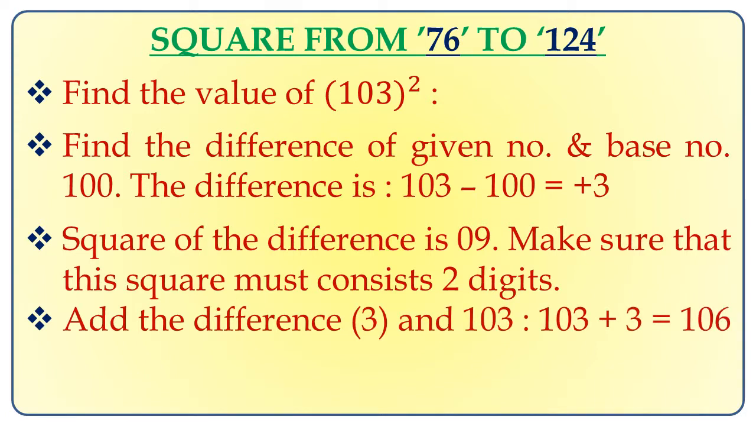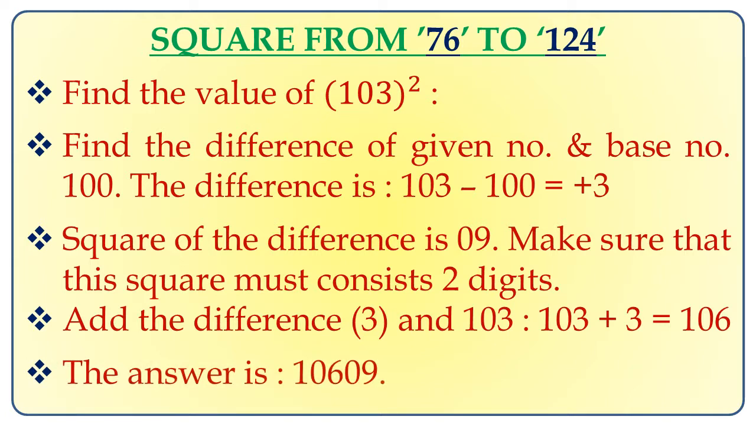Now in this case, as there is no supporting number, we take the original number, that is 103, and add the difference, plus 3. So 106. So the final answer is 10609.